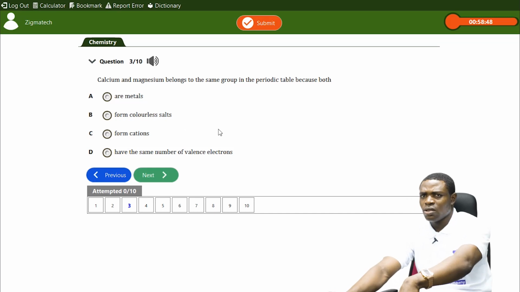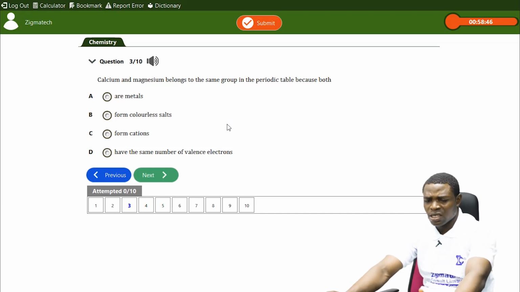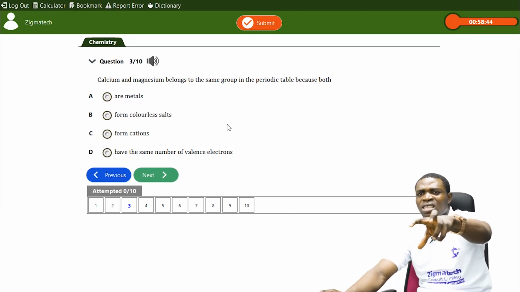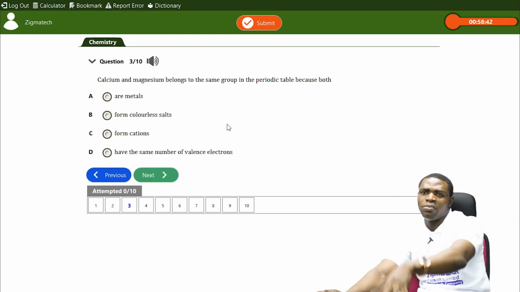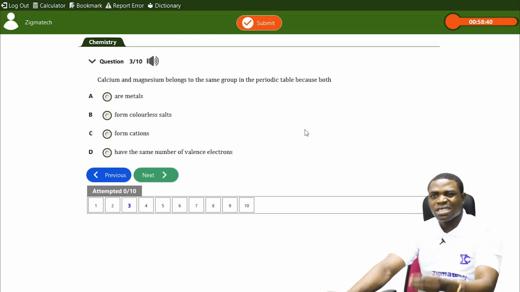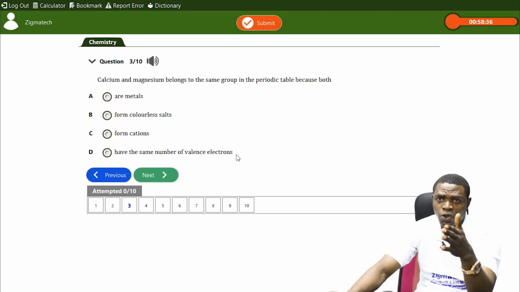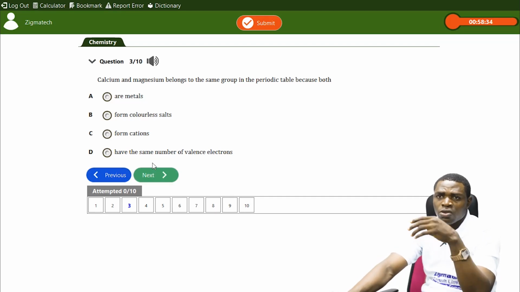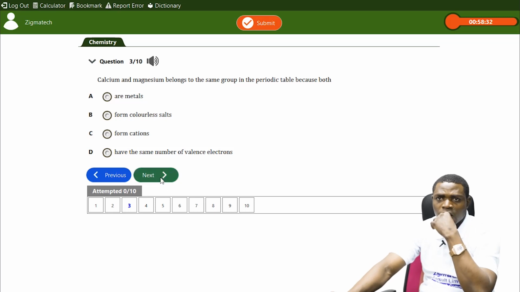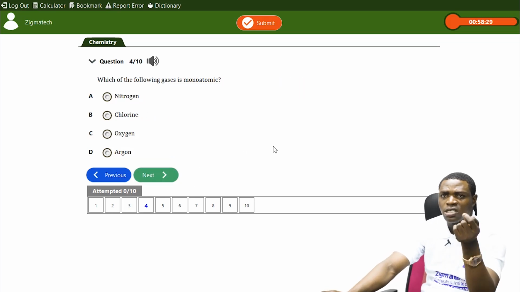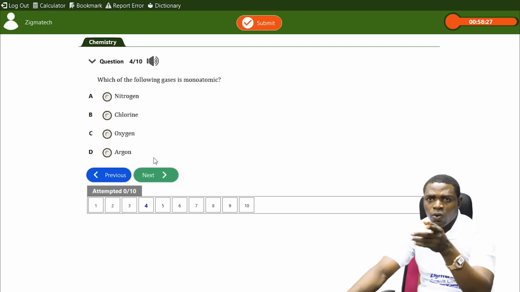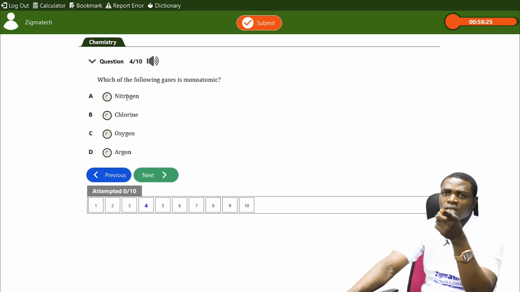Are you looking at the trend? Look at ionization energy, electronegativity. So they are taking certain elements in order to test your knowledge about this concept. So if you have gone through this teaching, you should be able to understand that they have the same number of valence electrons. Now, looking at the next question, which of the following gases is monoatomic? We have oxygen here, argon, chlorine, and nitrogen.